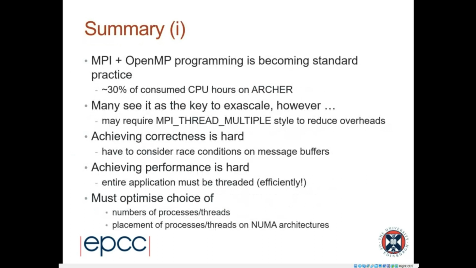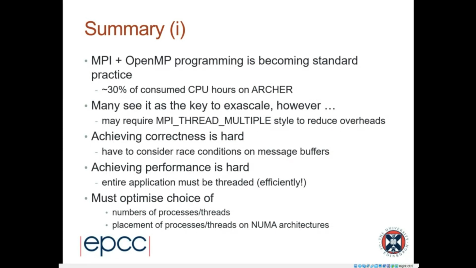So summary, MPI plus OpenMP is becoming standard practice. You will see quite a lot of application codes, things like GROMACS, NAMD. I think big application codes with big user communities will support hybrid MPI OpenMP. On Archer, someone did a study, and about 30% of consumed CPU hours were on hybrid codes. Many people saw it as the key to exascale, but thread multiple might be required, and that's very difficult to implement efficiently. Achieving correctness is hard.